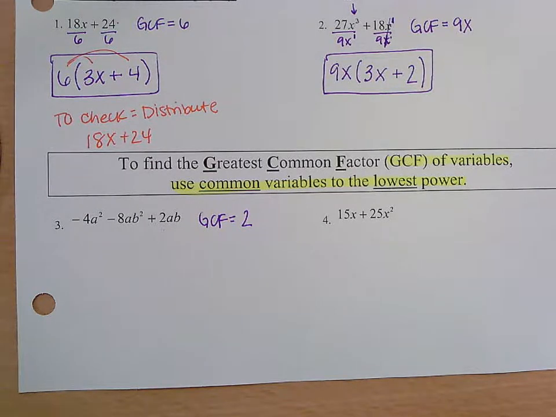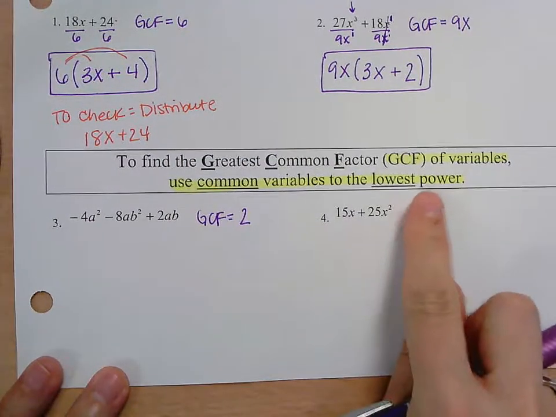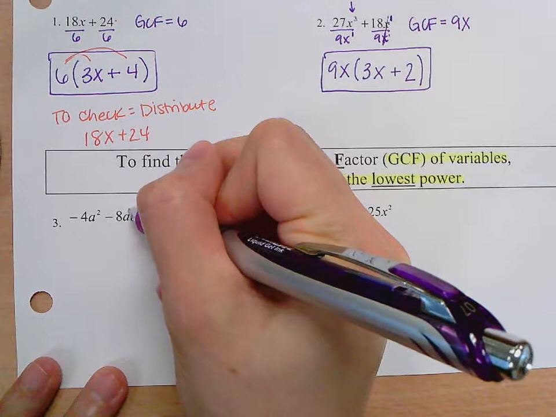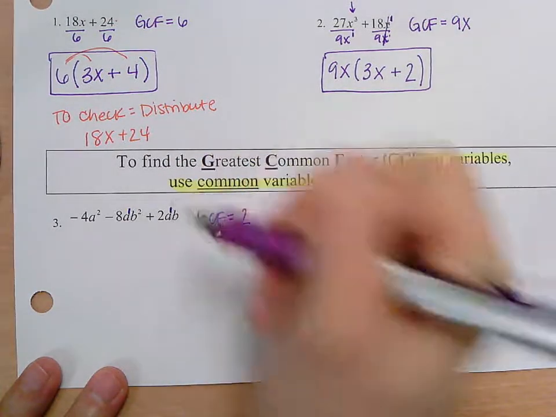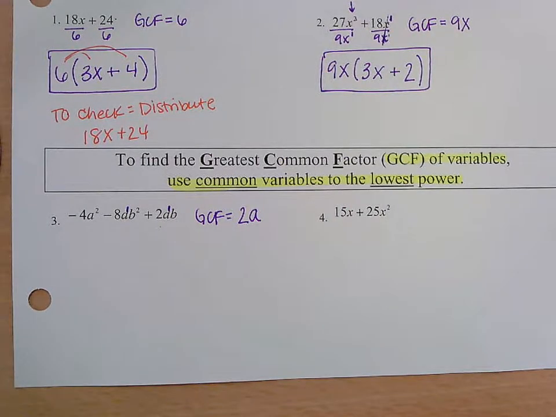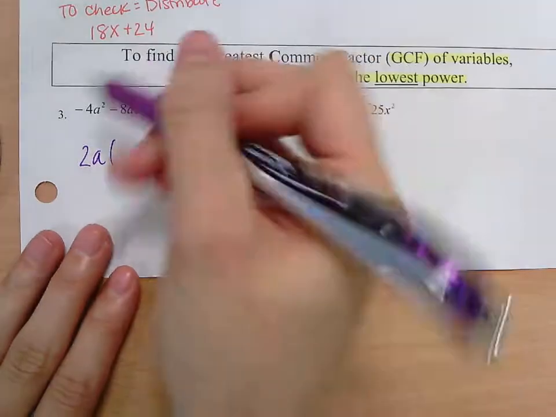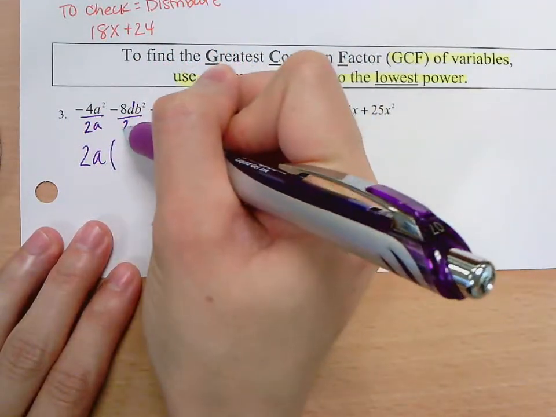Now I look at variables. Do all 3 terms have a common variable? Right, they all have an A. Not all of them have a B, because the first one doesn't have a B. The lowest power of A, here I have A squared, here it would be A to the first, and this one is also A to the first. So the lowest power would just be A, or A to the first. So my GCF is 2A. So the 2A goes in front, and then in parentheses, I'm dividing all of these by 2A.